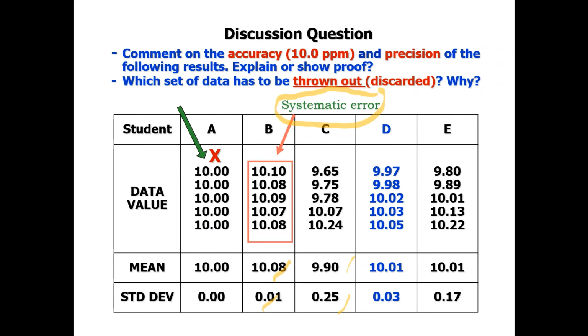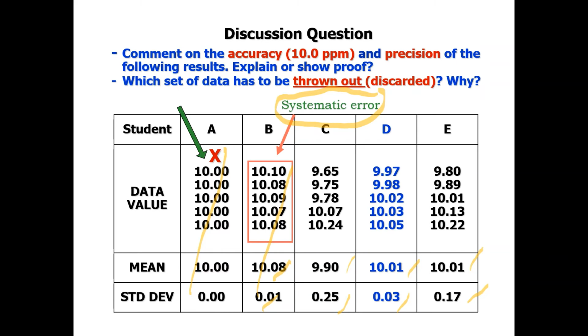Similarly this one is very good accuracy, but the precision is not good. So this data, very good accuracy, very good precision. In this case the clear error is over here. Really, you can discard this data without any thought. It's just very unlucky that none of the data goes in. So this must be systematic error. So this one also cannot be accepted.